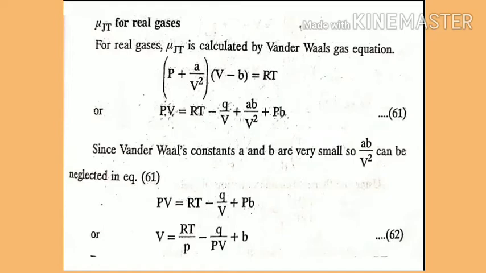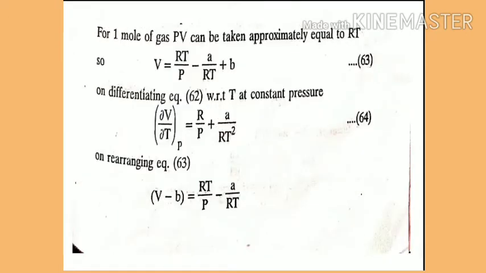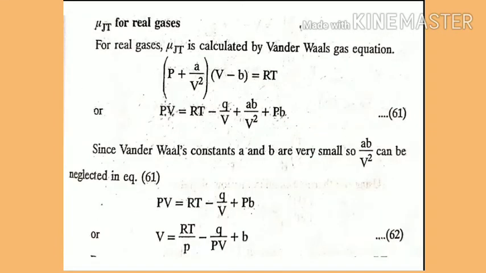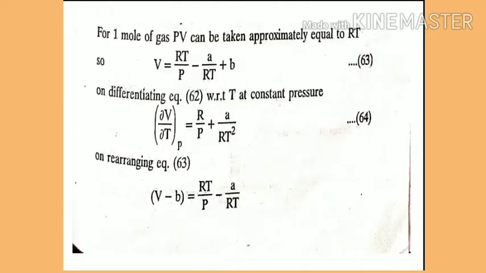And for 1 mole of gas, PV is equal to RT, because by the ideal gas equation PV is equal to nRT and the value of n is equal to 1. So V is equal to RT upon P minus A upon RT plus B. We have replaced the value of PV by RT in equation 62, and we get this equation 63.